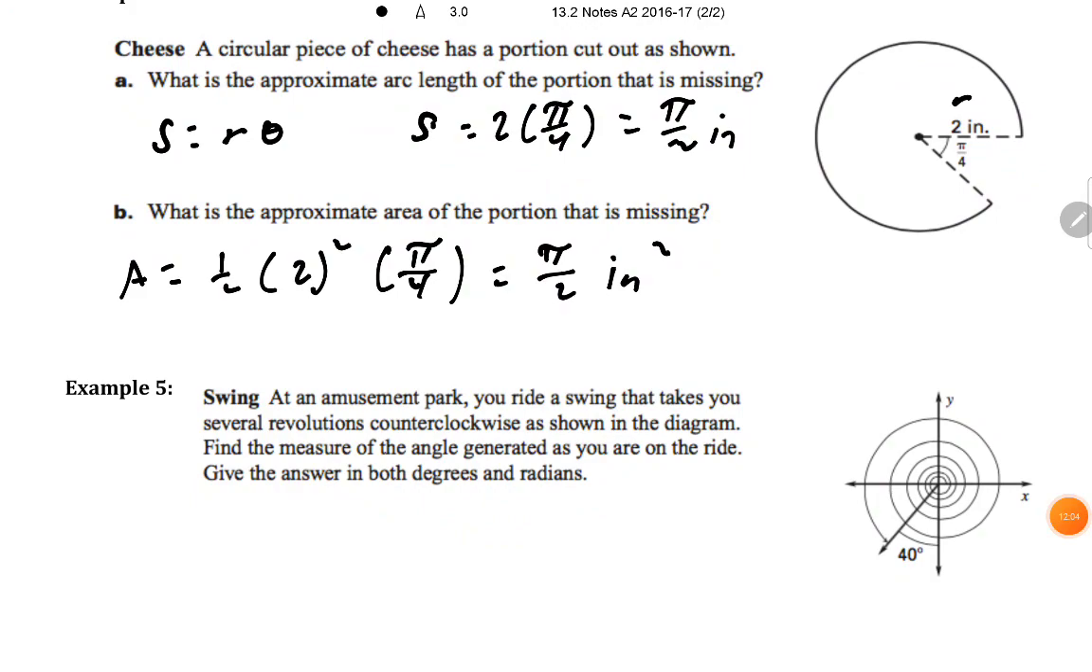At an amusement park, you ride a swing that takes you several revolutions counterclockwise, as shown in the diagram. Find the measure of the angle generated as you are on the ride. Give the answer in both degrees and radians.